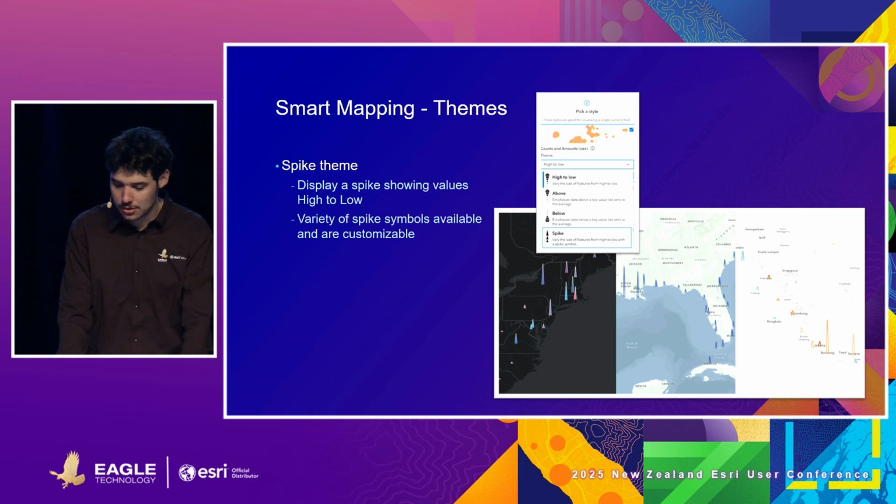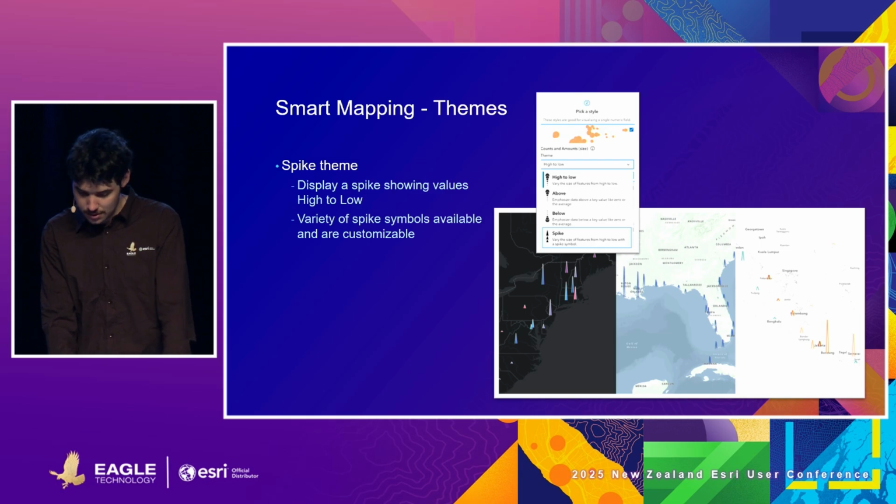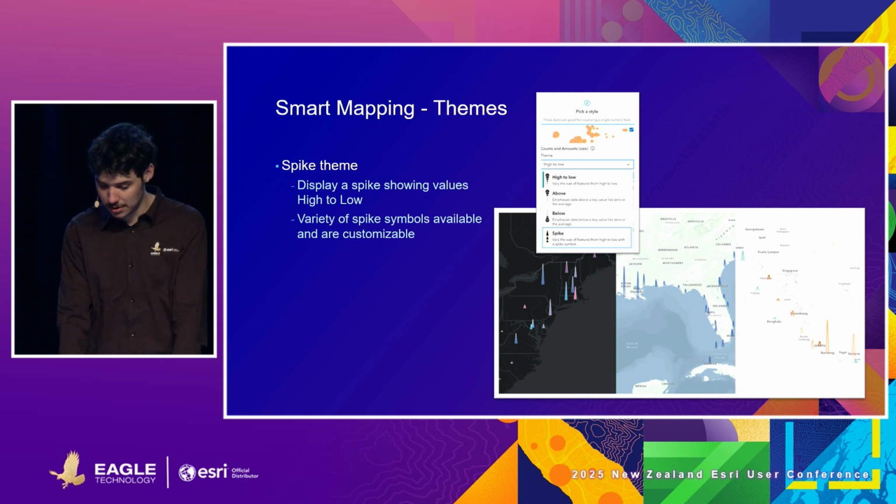These themes can be added to your web maps through the Smart Mapping panel. When you go into defining your style options, you can pick from the pre-existing ones like high to low, above and below, and now, of course, the spike theme as well.